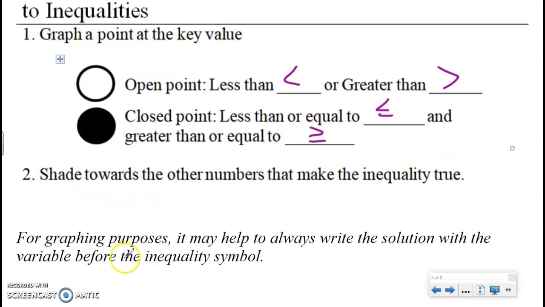When you're graphing, to make it easier, it always helps to write the solution with a variable on the left side and then the number on the right side. And if you're going to do that, you have to remember to flip some things around. So we'll talk about that a little bit.